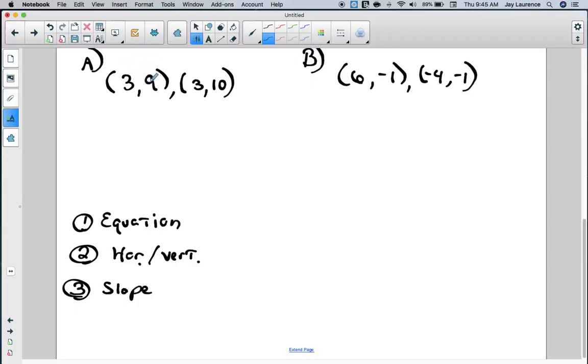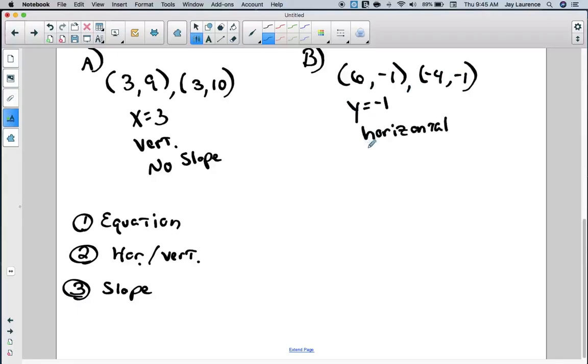Okay, here I am. I'm going to do this really quick. A, the equation is going to be x = 3. Why? Because the x-coordinate is always 3. This is a vertical line, and it has no slope, or you may say the slope is undefined. There we go. B, the equation is y = -1, because the y-coordinate is always going to be -1. It's a horizontal line. And the slope is going to be 0, because there's 0 rise over some run. 0 over a non-zero number is 0, and there you go.